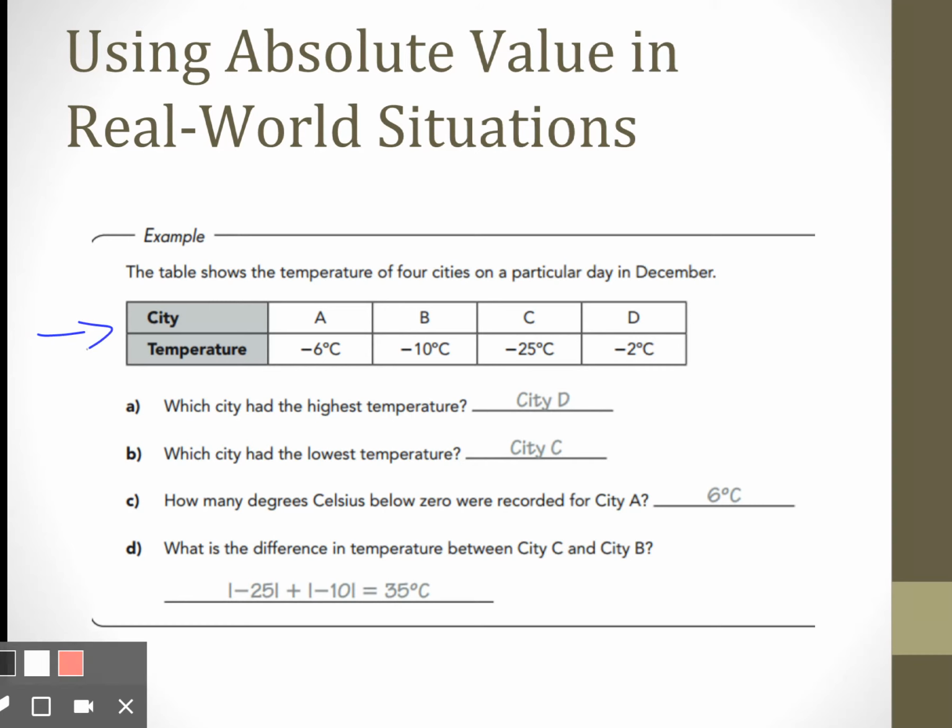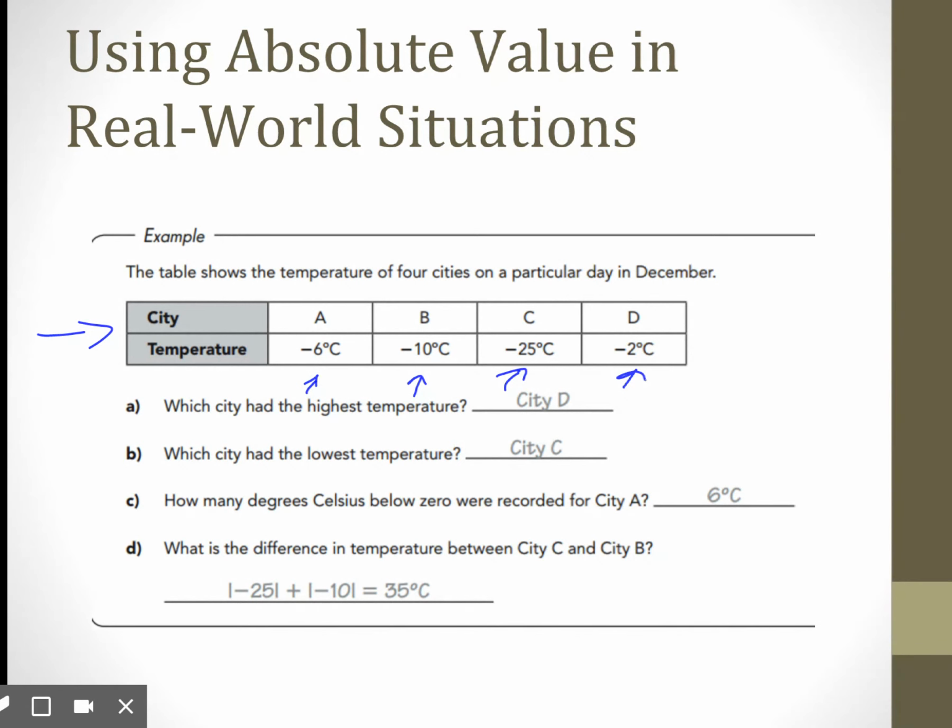So this table shows the temperature on a given day in December in 4 different cities. We know in December here in Wisconsin it can be pretty cold. So these cities might be somewhere nearby. But here we have City A at -6 degrees Celsius, City B at -10 degrees Celsius, City C at -25 degrees Celsius, and City D at -2 degrees Celsius.